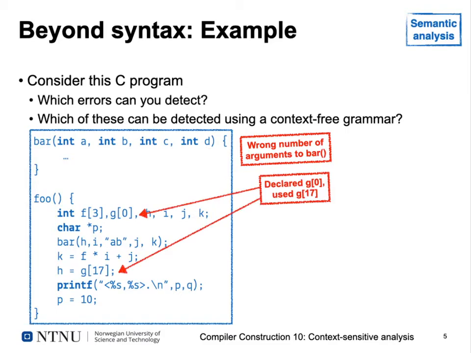All right, what's the next one? Well, in this line below here, we access element number 17 of an array G, but up here, G was declared to only contain 0, so 1 element, essentially. So we would try to access an element of an array that's beyond the array's limit.